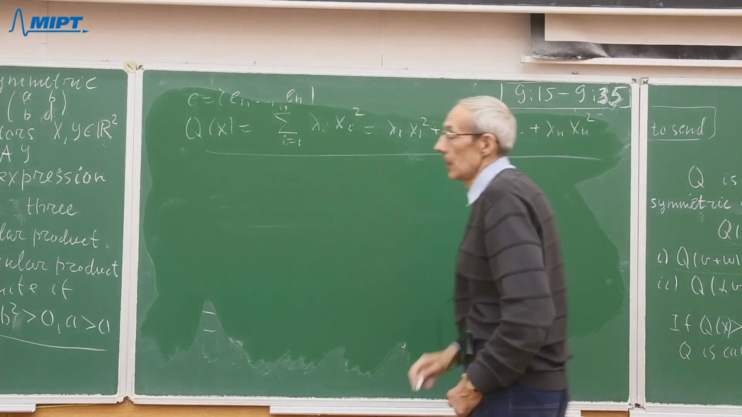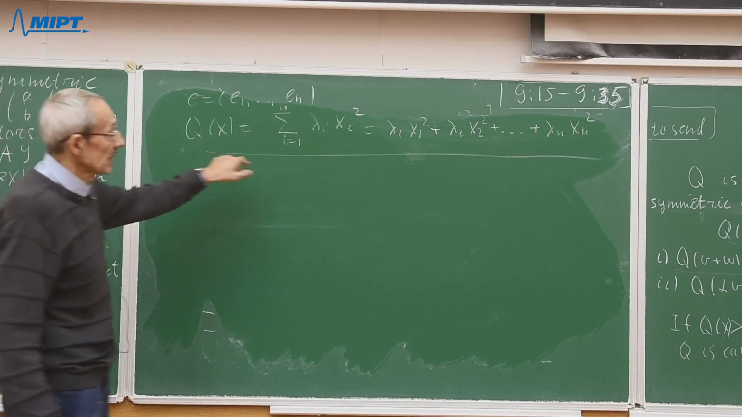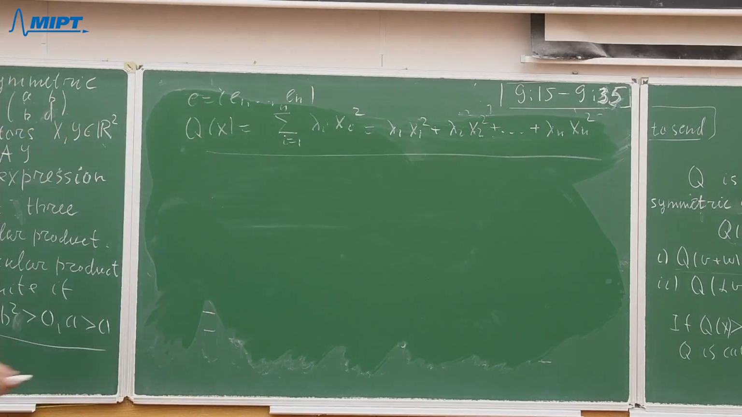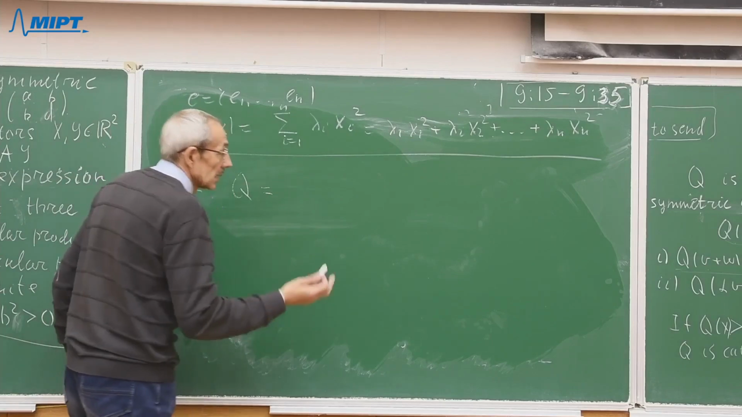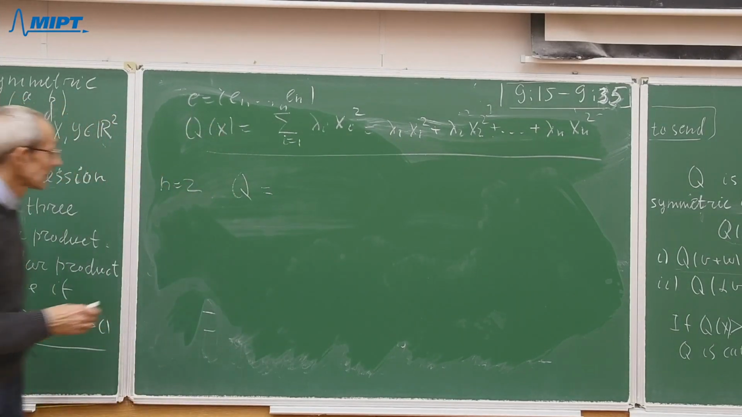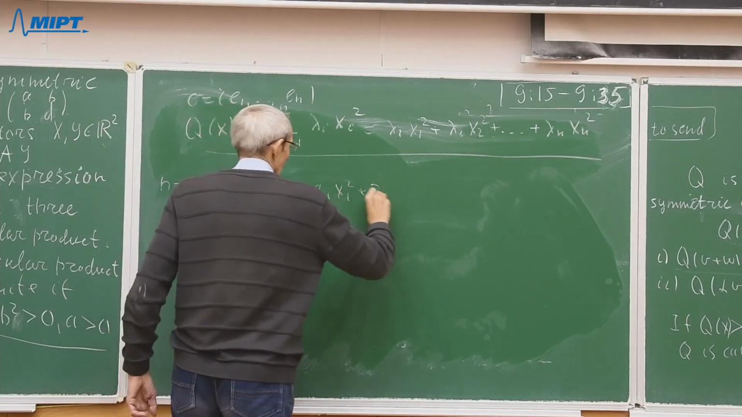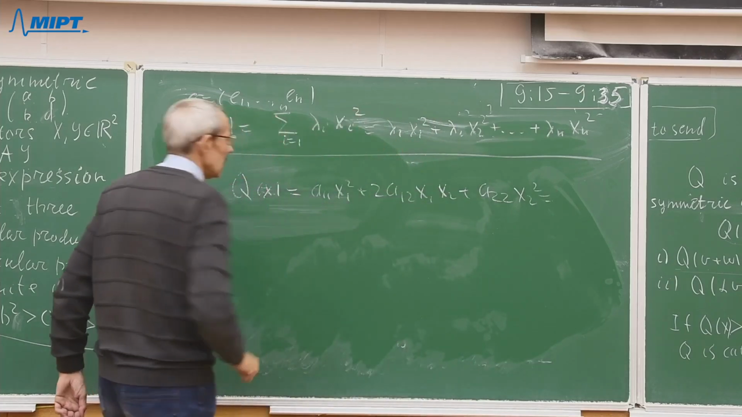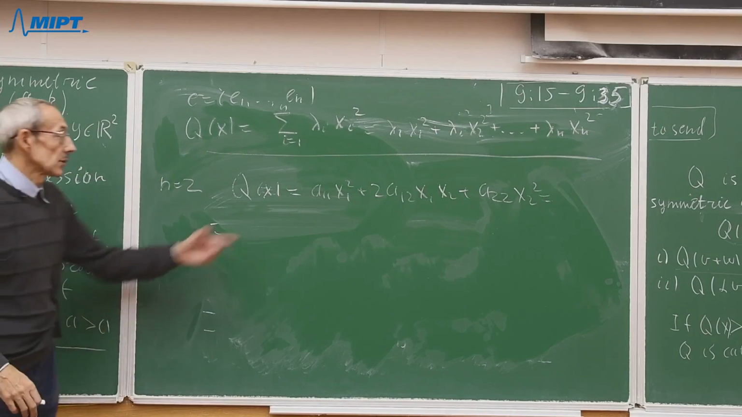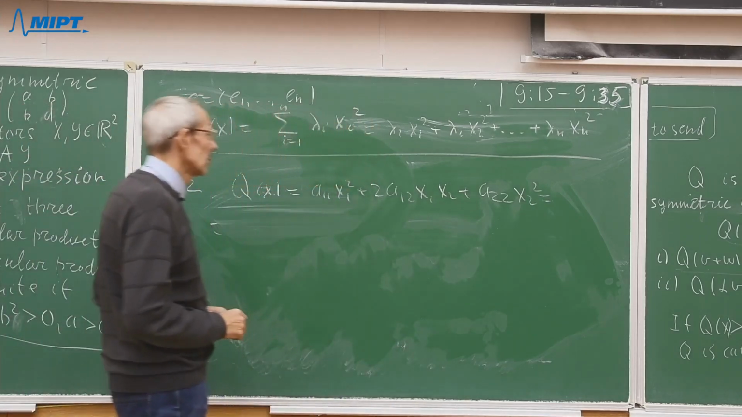Now we prove the theorem which asserts that any quadratic form can be reduced to such canonical form. We start with a simple example and prove this theorem in the simplest case when n is equal to 2. In this case, as I mentioned above, the quadratic form can be written in the following form. Now I show how to reduce this quadratic form to the canonical form.